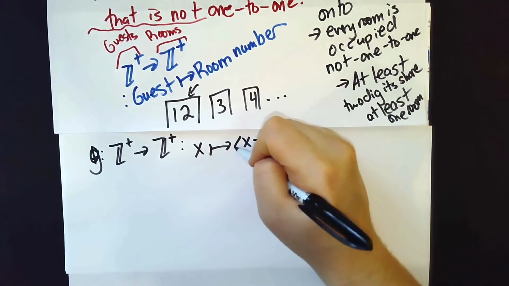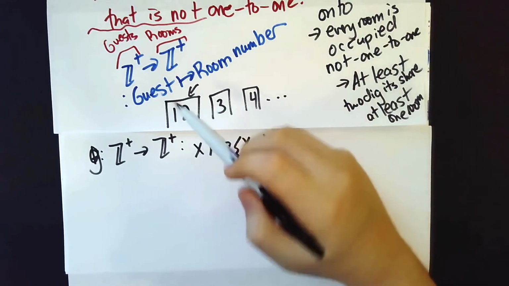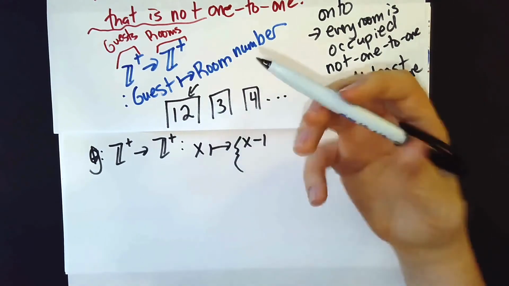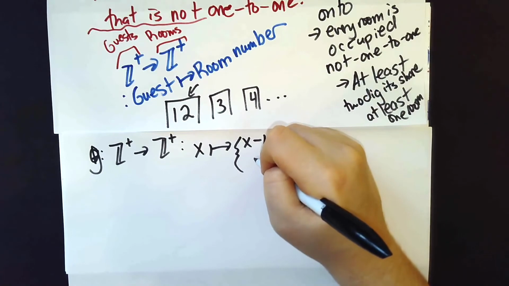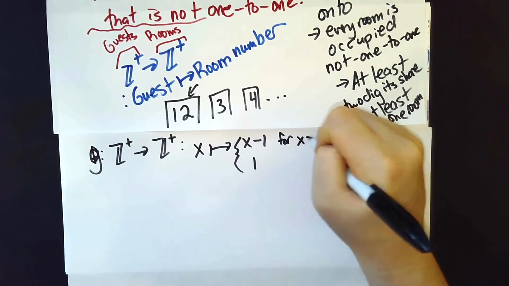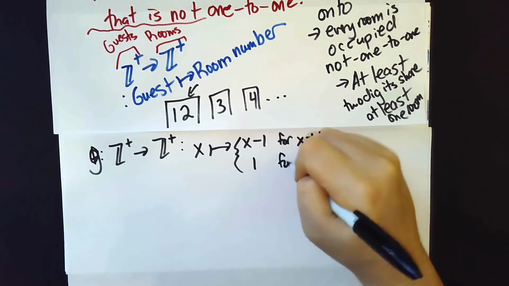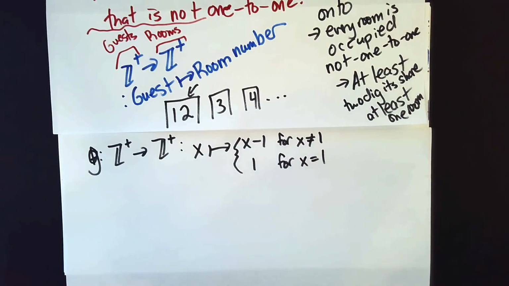Almost. But there's one exception. Because guest 1 can't go to room 0. There is no room 0. Don't be silly. And so, in fact, we need to write down that this is for x not equal to 1 specifically, and then for 1 specifically, we send 1 to room 1.